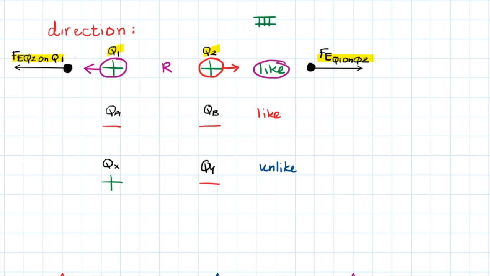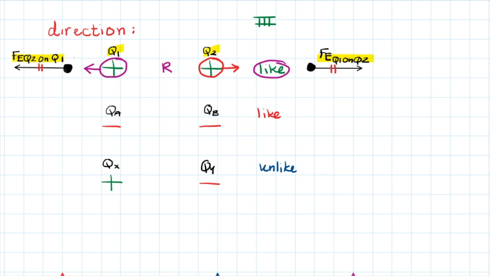And we can therefore come to the conclusion that the electrostatic force that Q2 exerts on Q1 is equal in magnitude but opposite in direction to the electrostatic force that Q1 exerts on Q2. Please remember this, Newton's third law still applies.